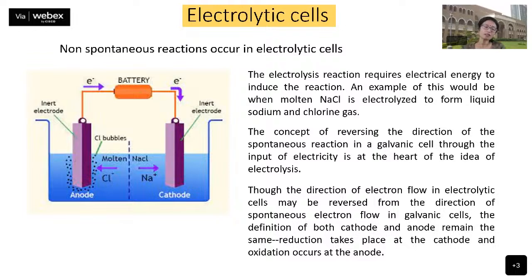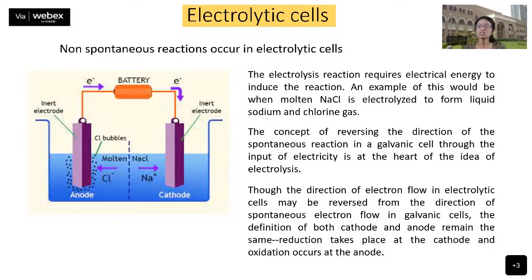So far what we have discussed is the voltaic cell or the Daniell cell, which is a spontaneous reaction which goes on in the cell. Now you have another kind of cell which is known as the electrolytic cell. And here the concept is that you're reversing the direction of the spontaneous reaction which occurs in a galvanic cell through input of electricity.